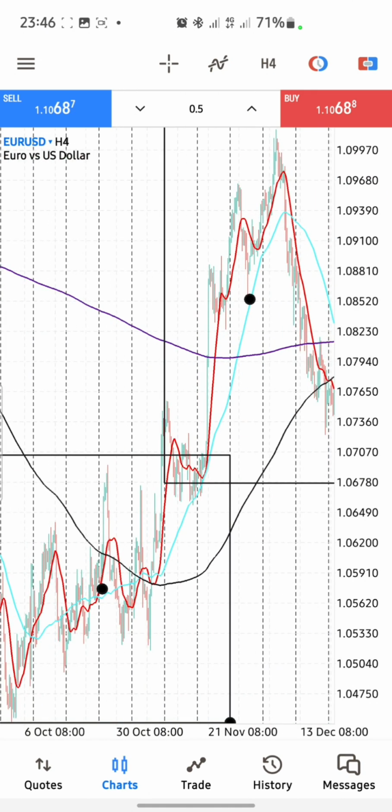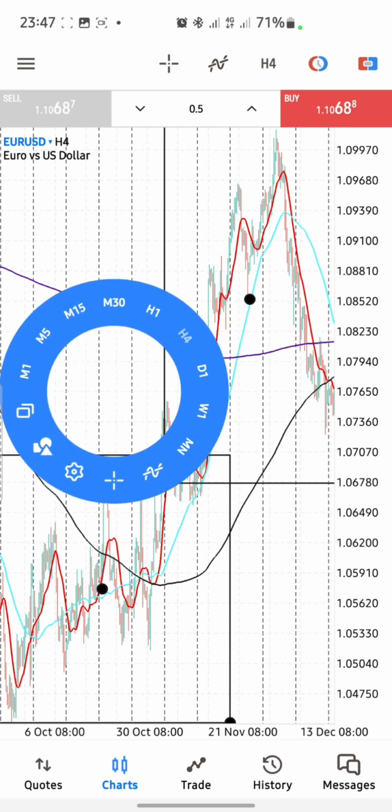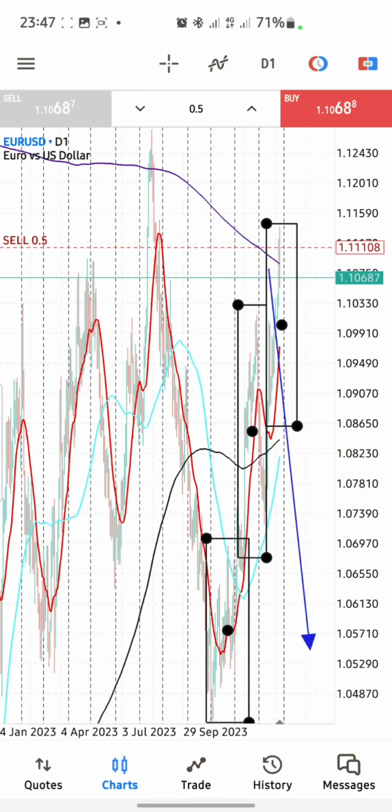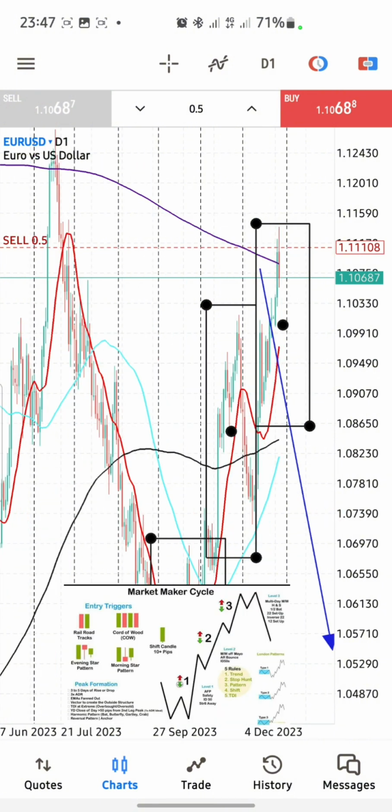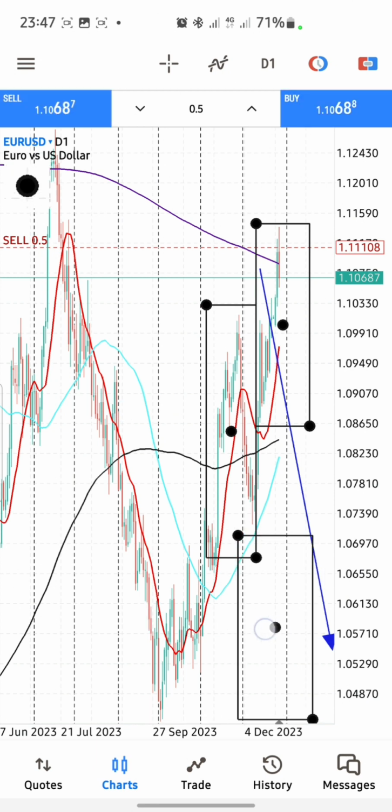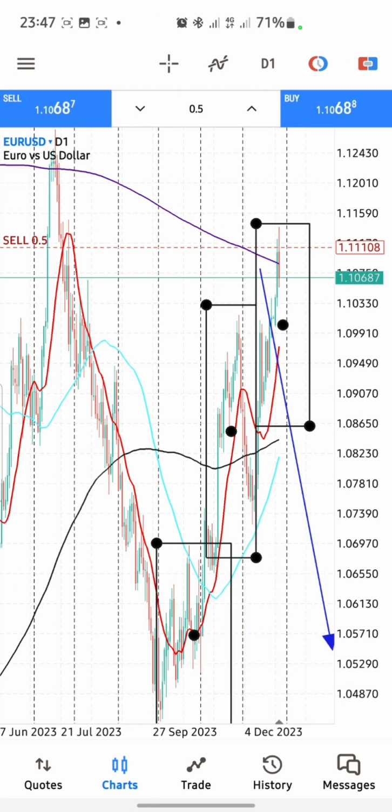That is the market maker cycle. That is the bigger picture, guys. As you can see, I already took my trade earlier, and because there's a purple moving average around it, this is 800. This is a strong resistance.